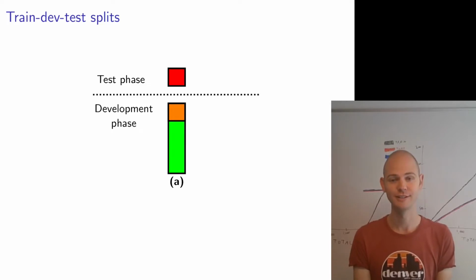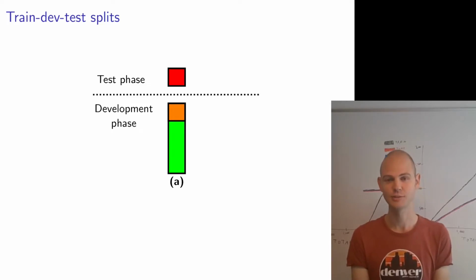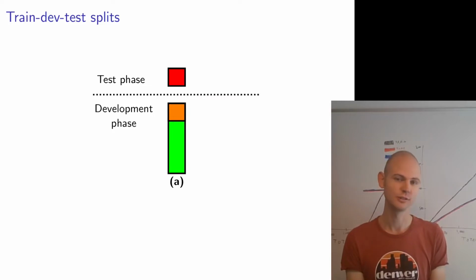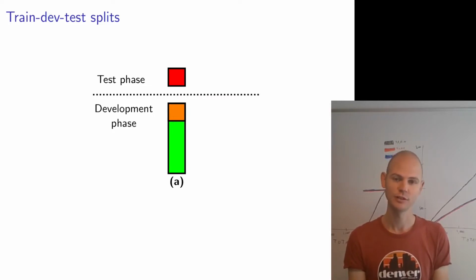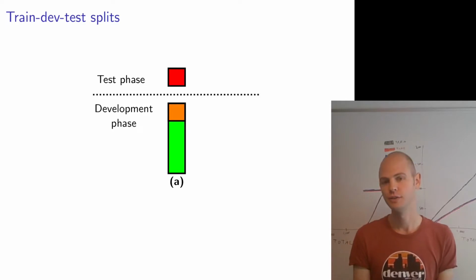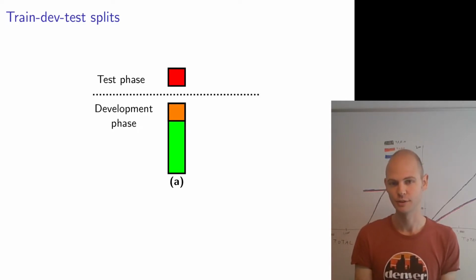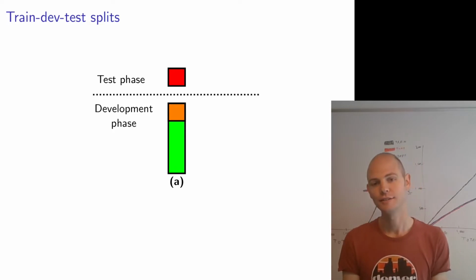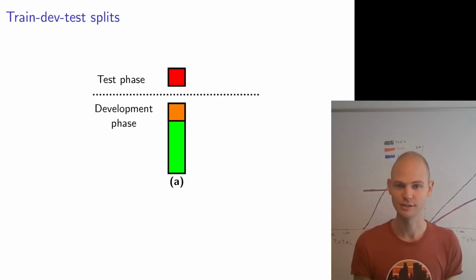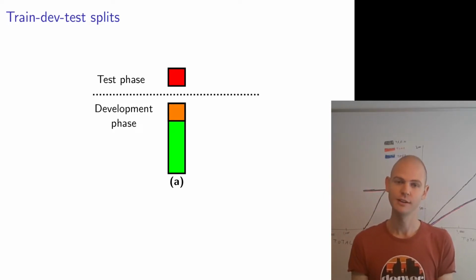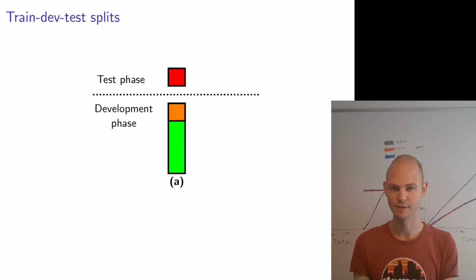So the green bar here is the training data. This is usually the largest part of the data. And we use this to train our model. Then we have the orange part, which is the development or validation data, which we use to compare different versions of our model to each other. Then after we have found the best performing or most interesting version of our model, we can use the test data to estimate its performance on unseen data. So that's the red part in this figure.